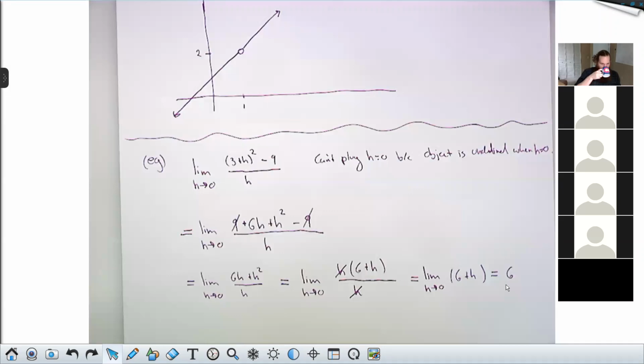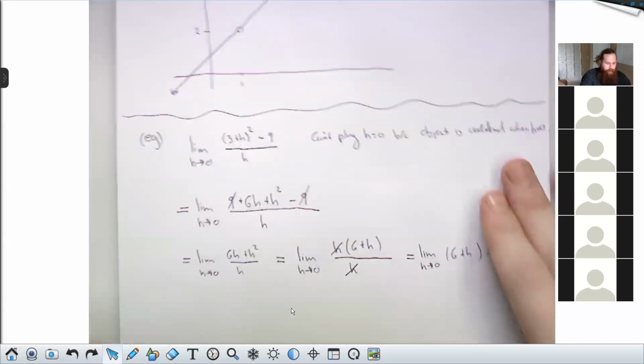Couldn't you also separate it into the limit of 6h over h plus the limit of h squared over h? Let's see, you're talking about from here, right? Rather than factoring and canceling, split this: 6h over h plus h squared over h. So you could do that, but then in each of those expressions, you would need to then cancel an h.